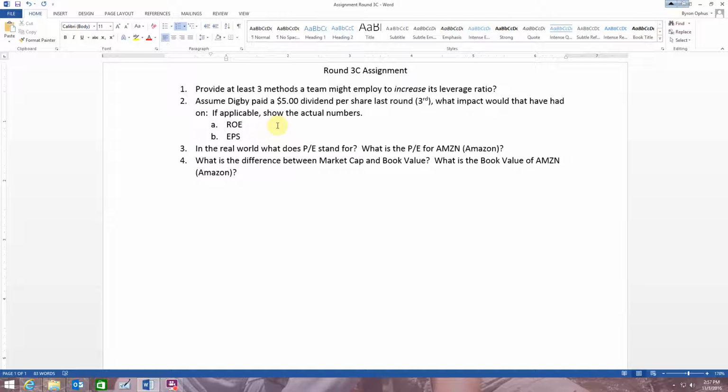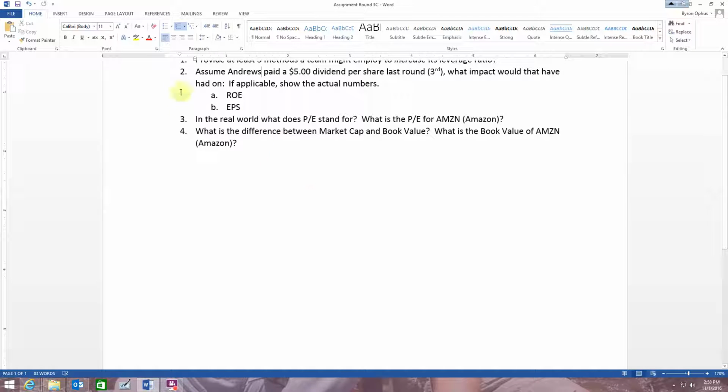Why do I keep Digby in there? You know what? I didn't want Digby. I wanted that to be Andrews. So I'm going to change that to Andrews. So assume Andrews paid a $5 dividend. Again, I want the actual numbers there, and same thing for the EPS. If there was an effect on the EPS, then I want you to do the actual numbers for that.